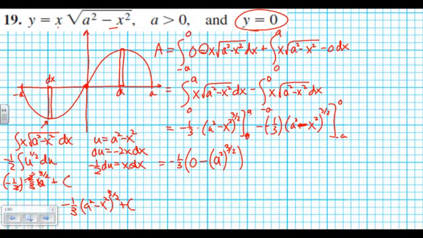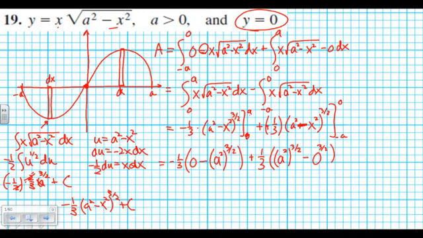Now I'm down here. These two negatives cancel, so I get a plus 1/3. And then, when I plug in my upper bound, I get a squared minus 0, or a squared to the 3/2, minus, when I put in the lower bound, I get a squared minus a squared. I get a 0 to the 3/2 for the lower bound.